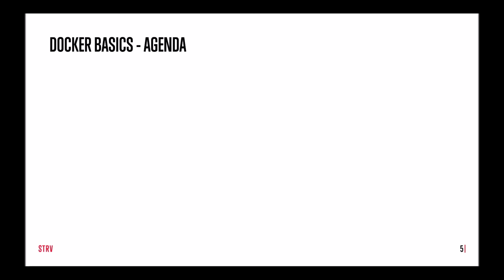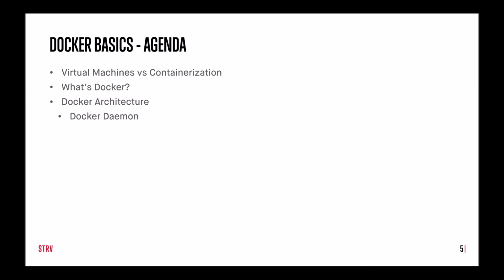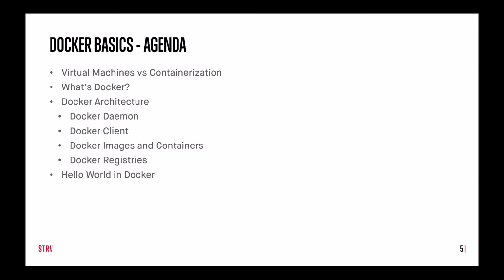So the agenda for today. First, I think to show the basics of Docker, we first need to start with some concepts. And I think the concepts should be virtual machines and containerization, because that's basically the backbone of all of this. Then we will jump into what Docker is, and show how the Docker architecture is divided, and it consists of the Docker daemon, Docker client, Docker images and containers, and then Docker registries.